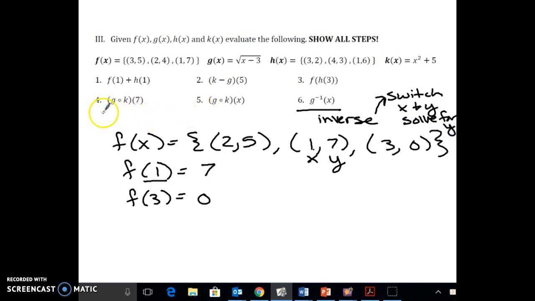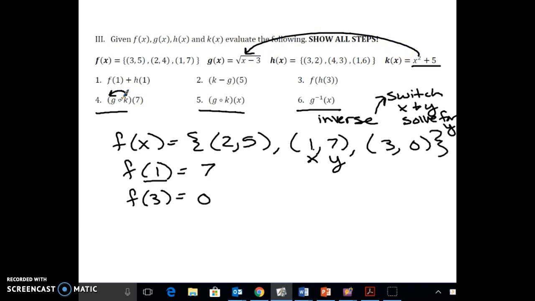This notation on both number 4 and 5, this open circle is not a multiplication symbol, it's "of," so it's g of k. And remember when you're doing one of these composition problems, you're going to take the second function and plug it in there. So for g of k, you'll be taking g and plugging it into... oh, I did that backwards. Time out, rewind. Okay, so if it's g of k, you're going to take k and you're going to plug it into g. So this one always goes into that, not like how I did it first.